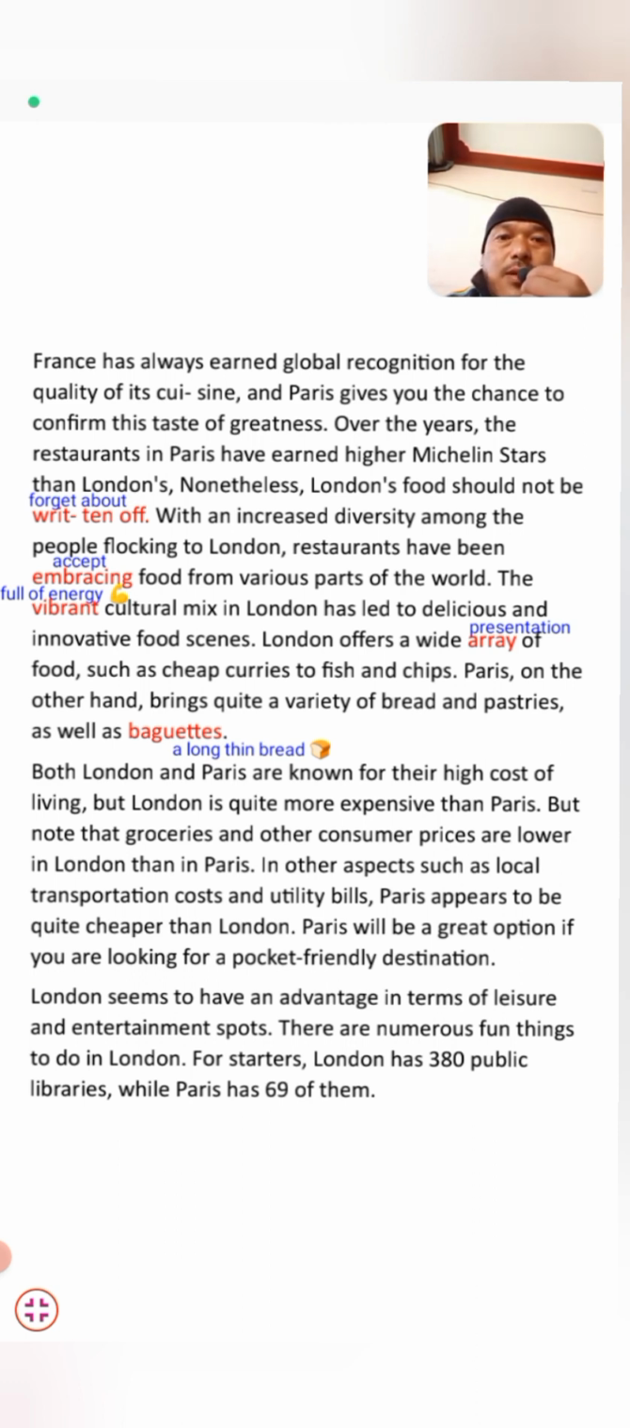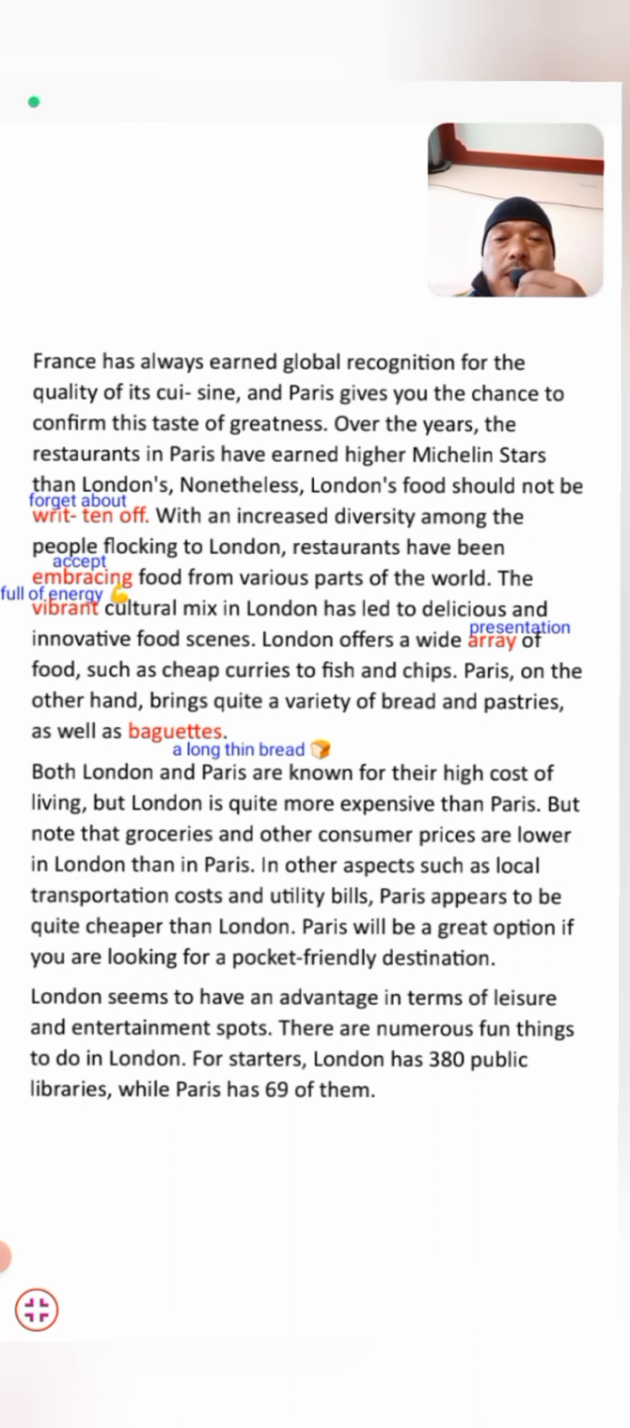Students, in this paragraph, we talked about some of the cuisine, some of the variety of foods in both cities. Both cities have different cuisine because of the diverse culture. In London we can have food such as chips, curries, and fish and chips. On the other hand, in Paris we can have pastries, baguettes, and breads. So now, next one.